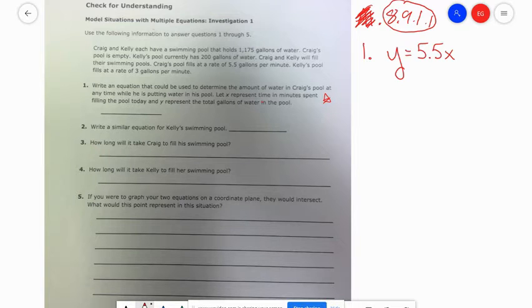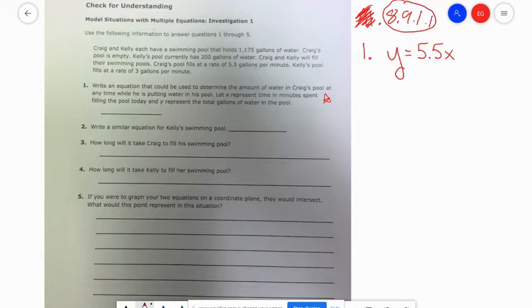If it fills for 2 minutes, you have 11 gallons. If it fills for 3 minutes, you have 16.5 gallons. Obviously, it's going to take a really long time to fill this up, so we're just going to go ahead and leave it like this, okay? So our equation, our linear function, is y = 5.5x.